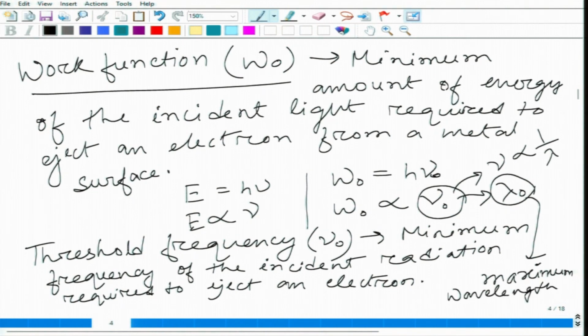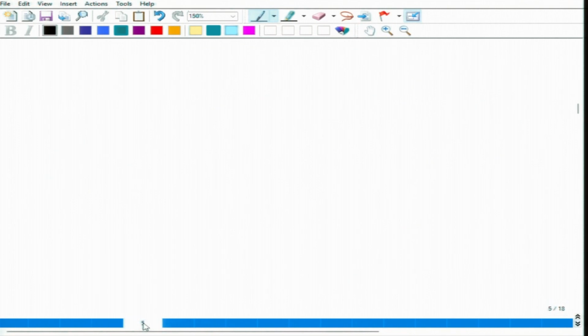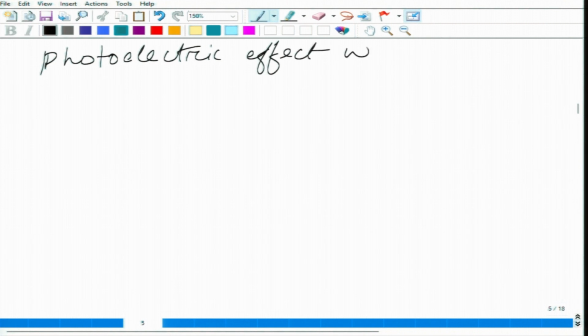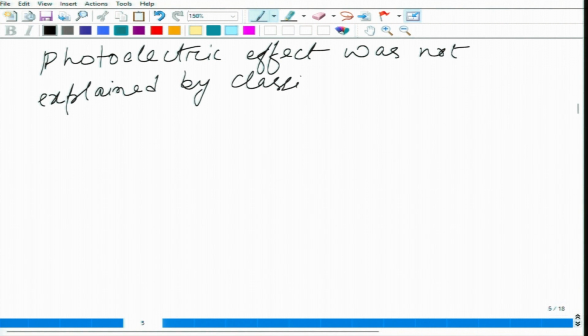Now the results of the photoelectric effect were not explained by classical mechanics or classical physics.